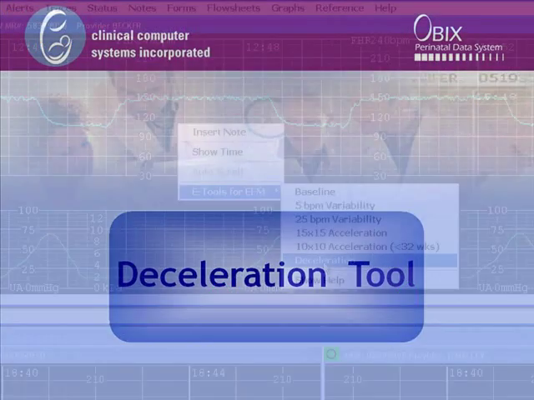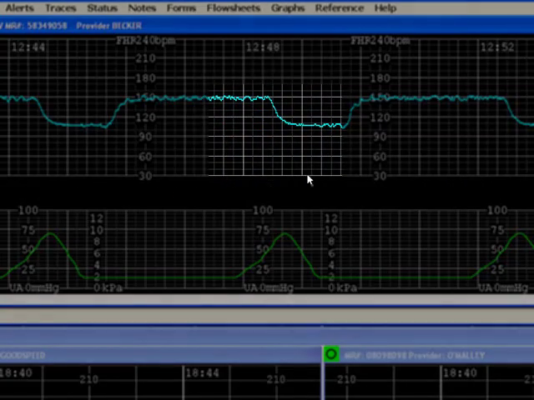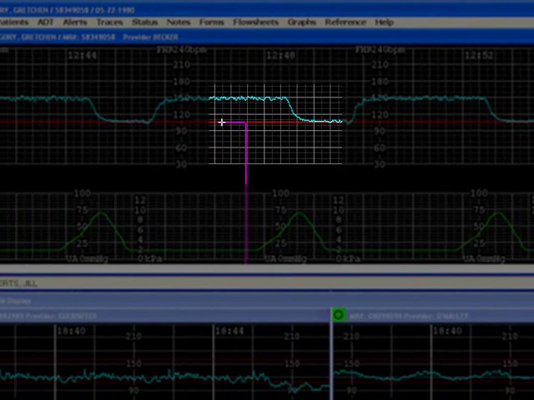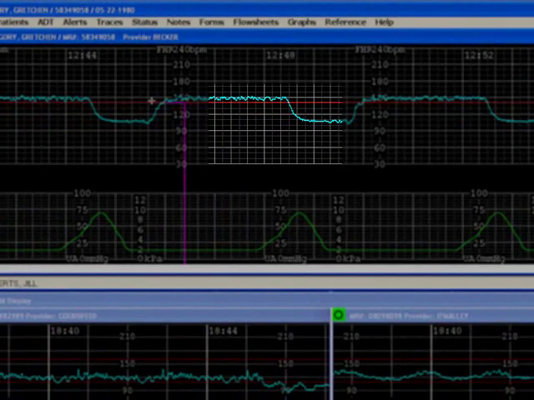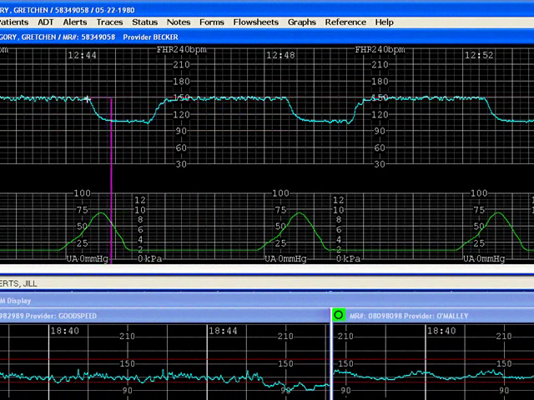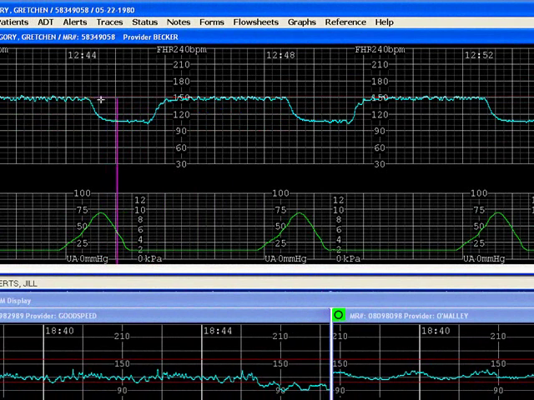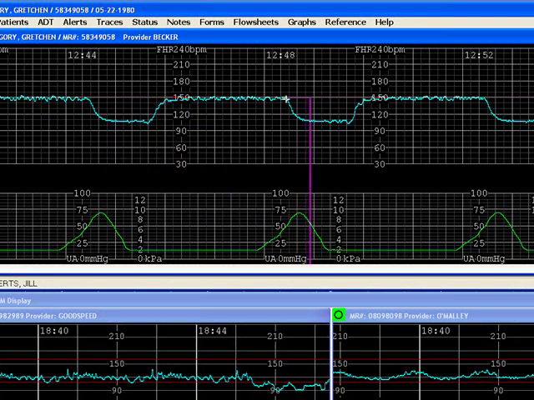Deceleration tool. The deceleration tool consists of a horizontal magenta line, 30 seconds in length, with a white X at the beginning and a long vertical magenta line at the end. By placing the white X at the onset of a deceleration and comparing the deceleration's nadir to the vertical line, clinicians can determine whether the deceleration has an abrupt, or less than 30-second onset, versus a gradual, or greater than 30-second onset.